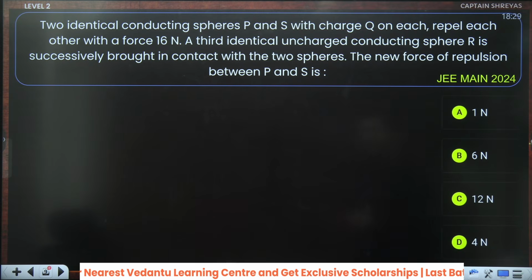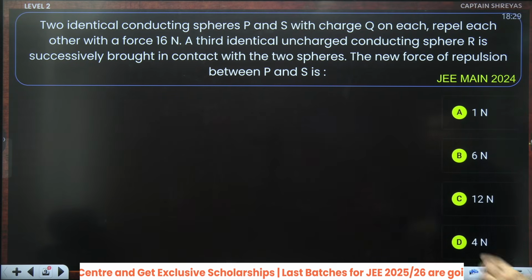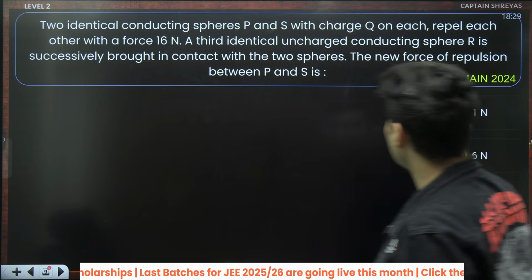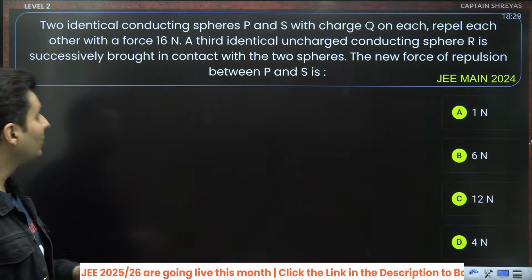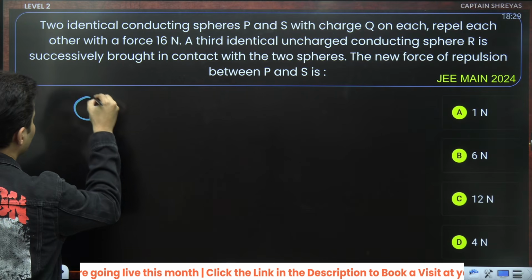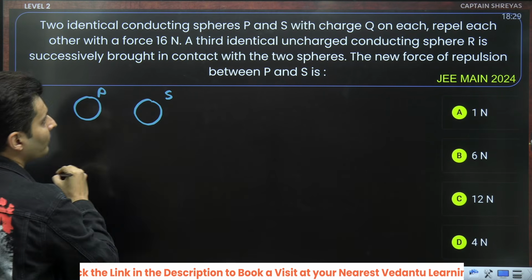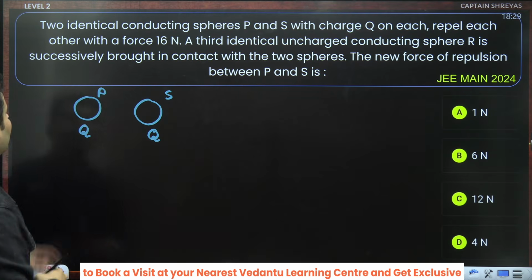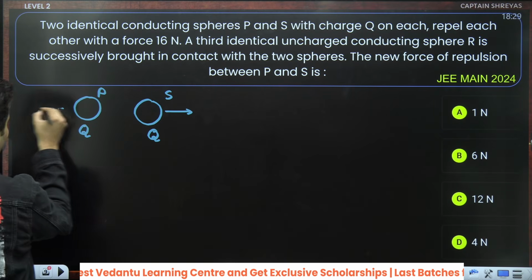Now there are 2 identical conducting spheres, charge Q on each, repelling each other with some force. A third uncharged sphere is brought in contact with these 2 spheres. What is the new force between P and S? Very interesting question. So imagine 2 identical spheres, P and S. This is P and this is S, having charge Q each. This is having Q, this is also having Q. They are repelling each other with some force of how much? 16 Newton.